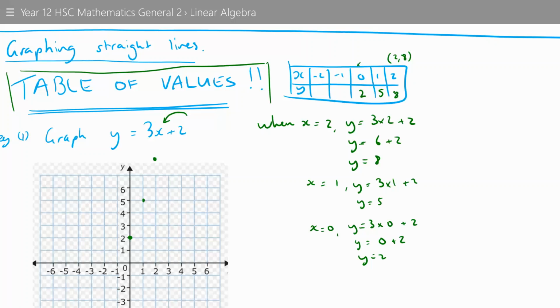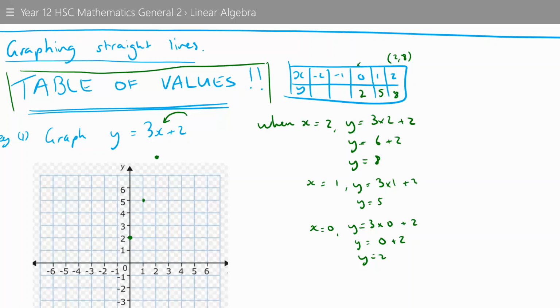So what happens when x equals 0? We've got a point right on the y-axis. This line is going to cut the y-axis at 2. So the y-intercept is going to be 2. And look what we have there, plus 2. So we've done it correctly.